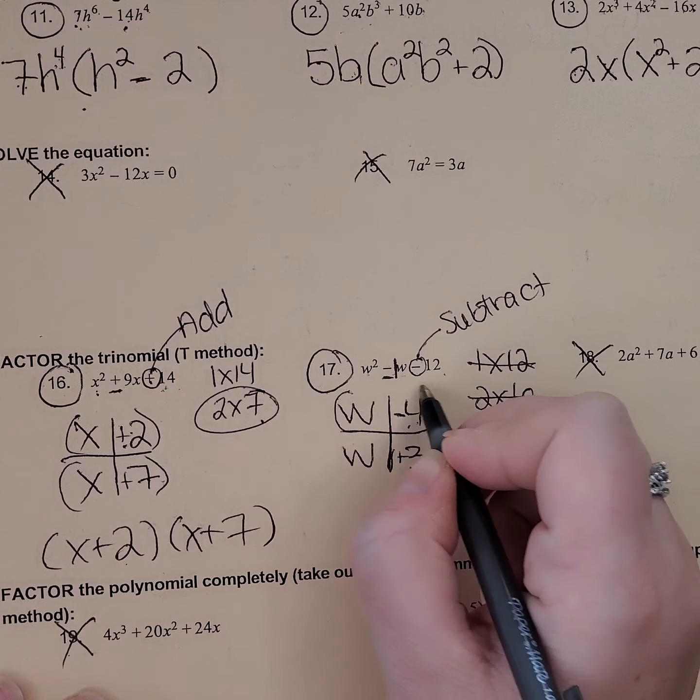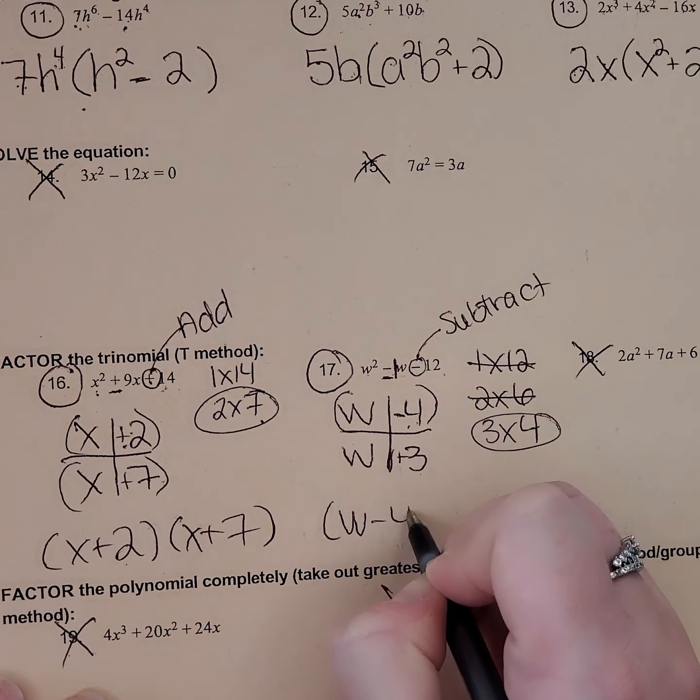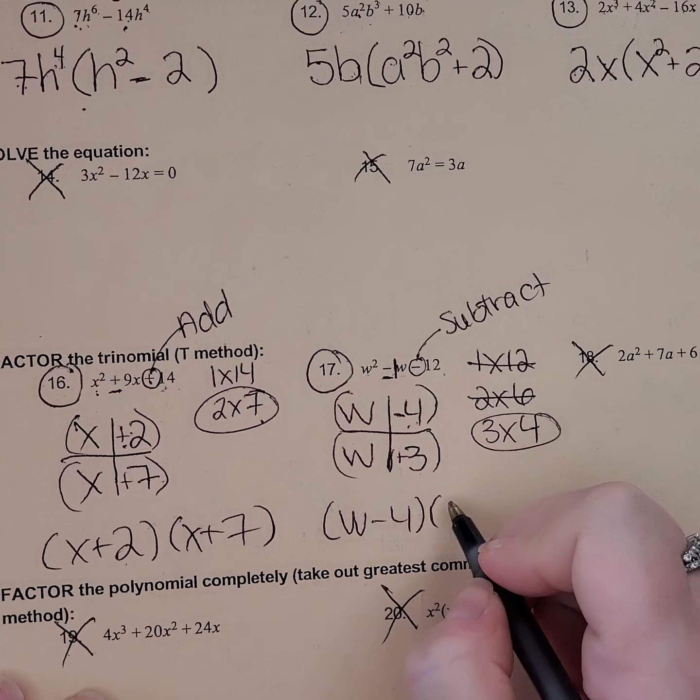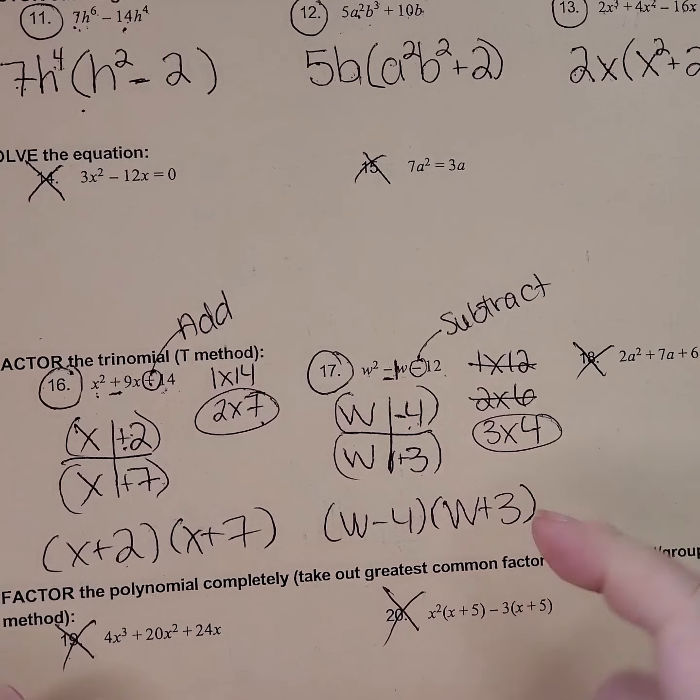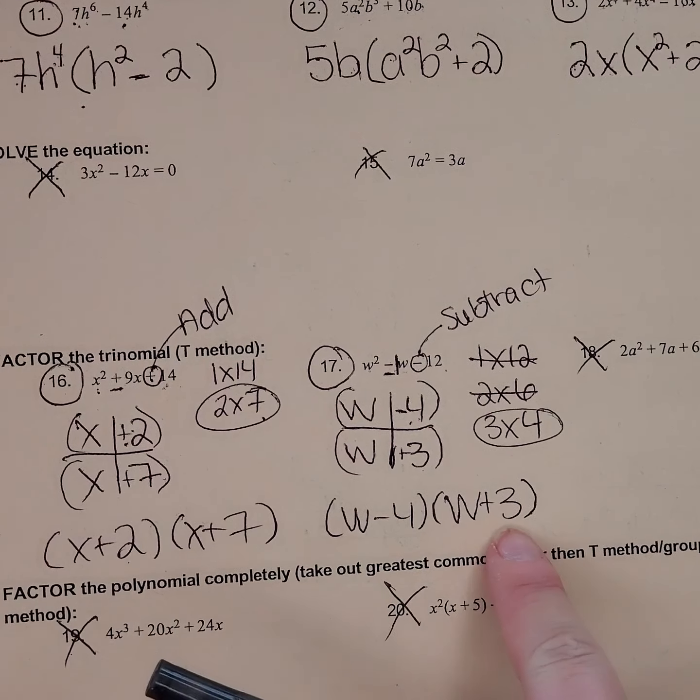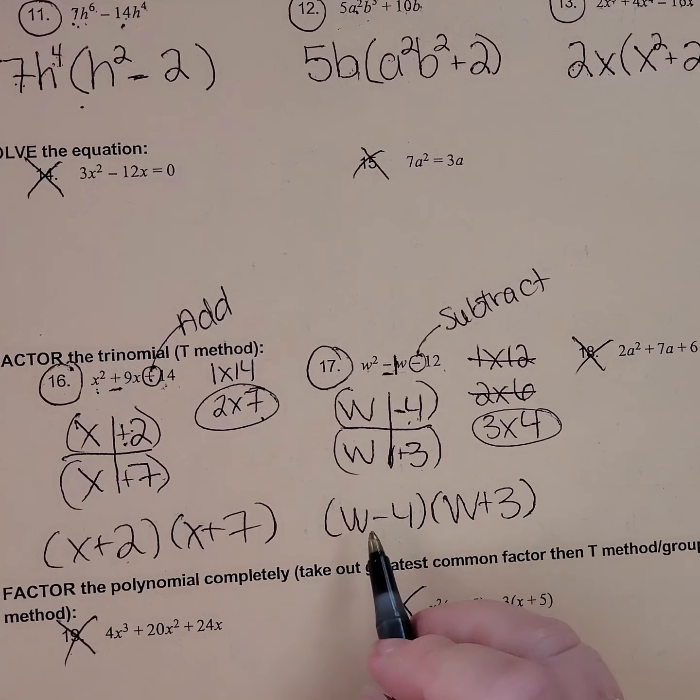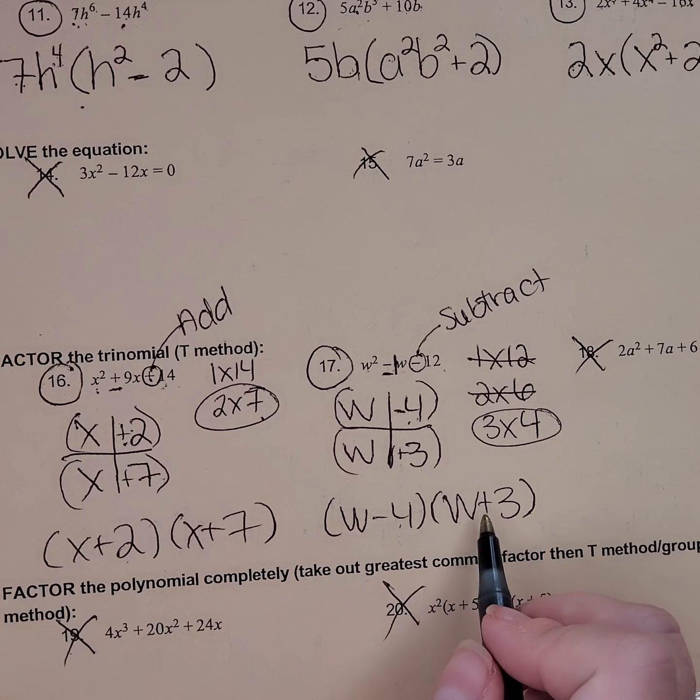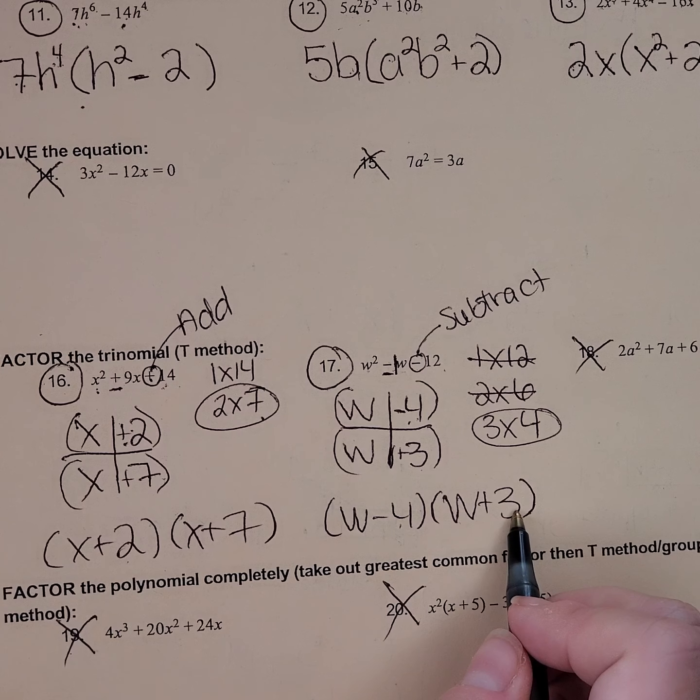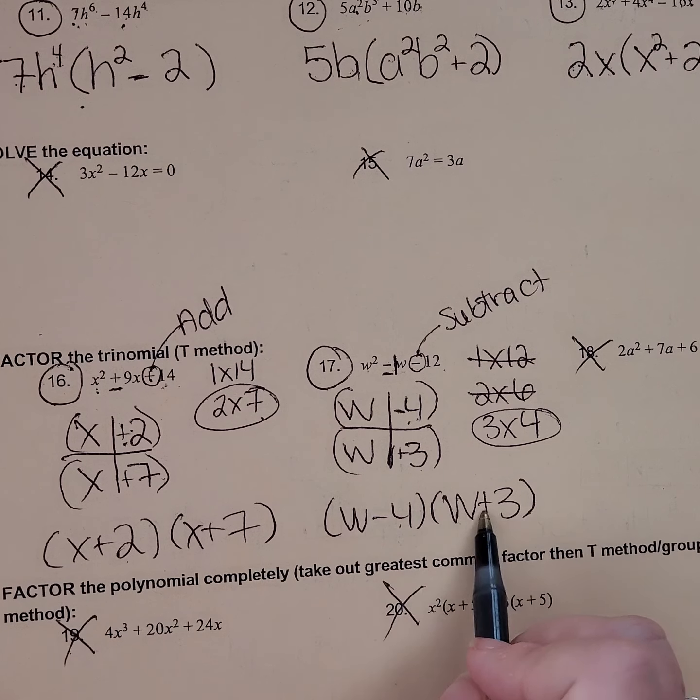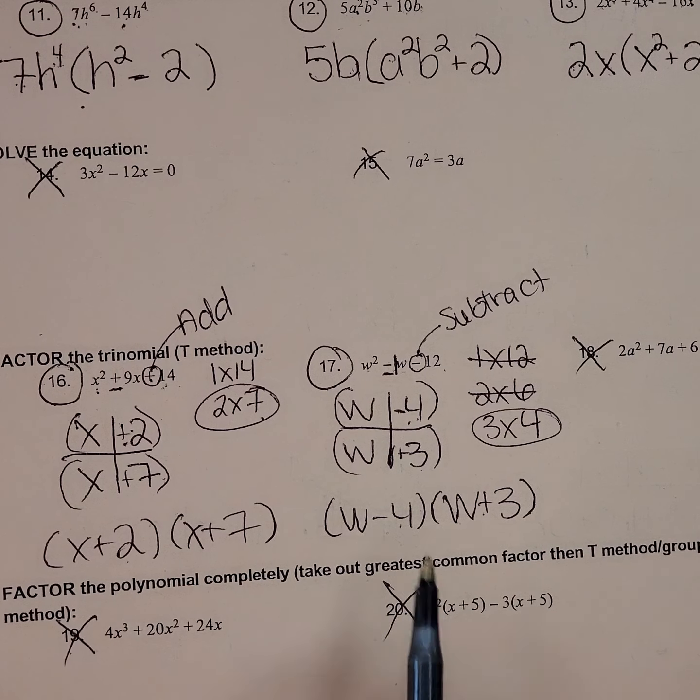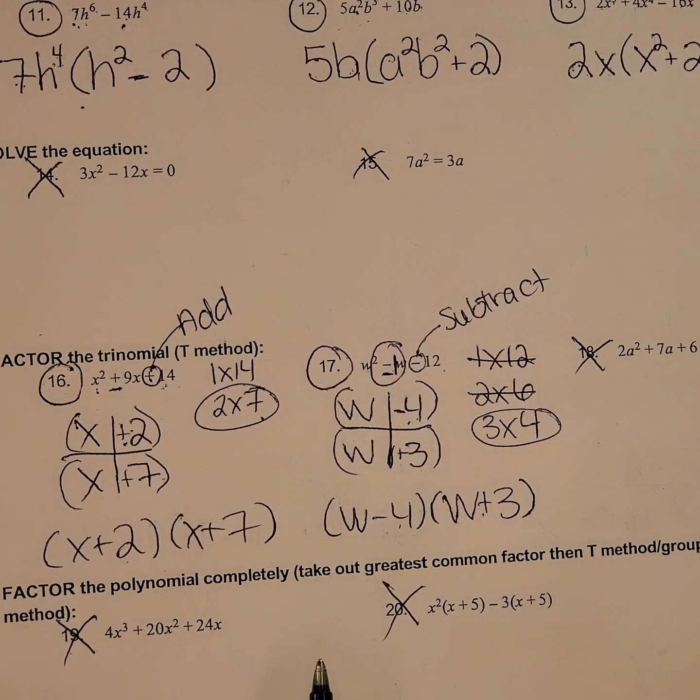So now my answer is this on top and this on the bottom. And again, you can have these flipped, but the 3 has to be positive and the 4 has to be negative. So you can have y plus 3 and then y minus 4. That's totally fine. But the 3 has to be the positive and the 4 has to be negative because you have to make a negative 1.